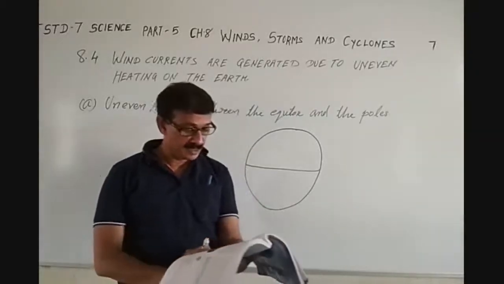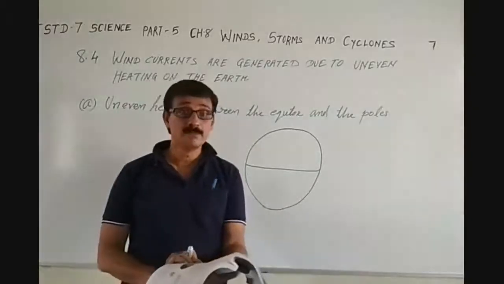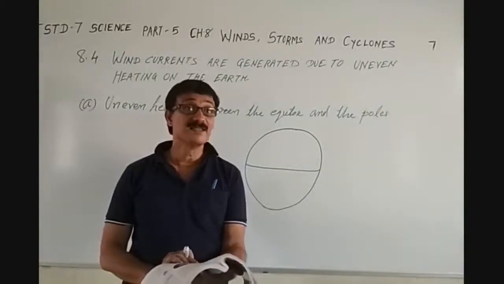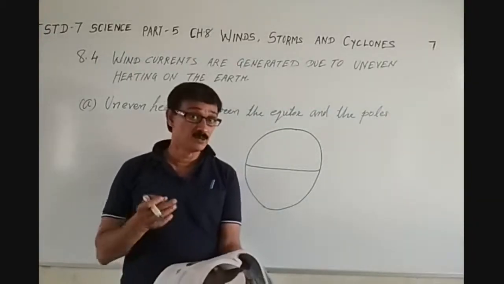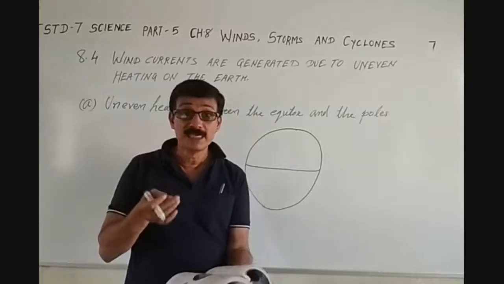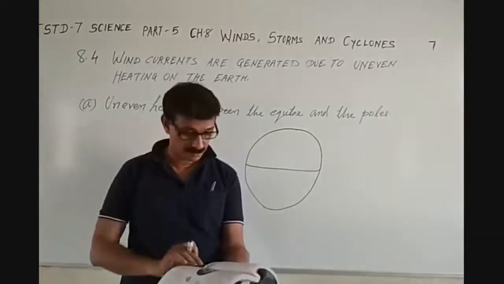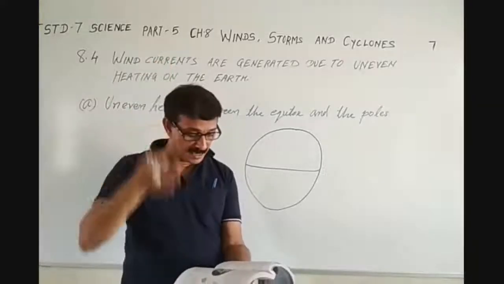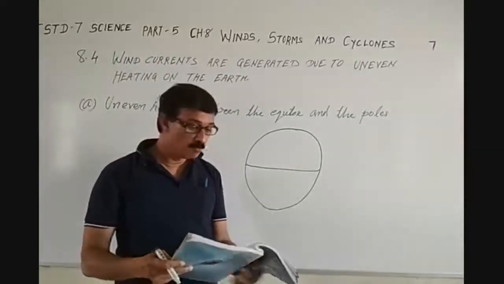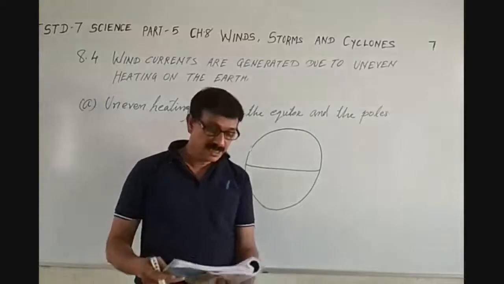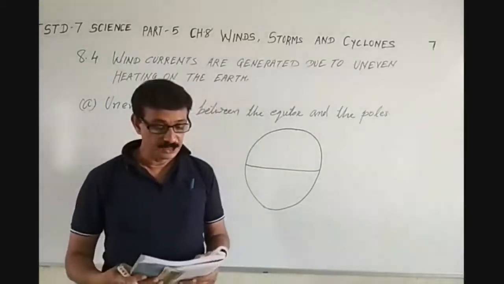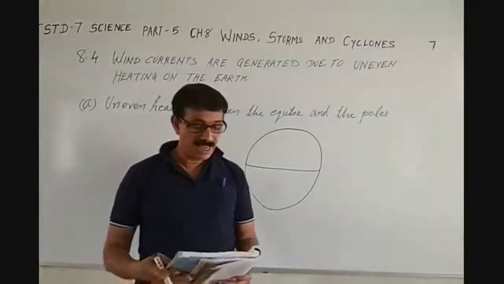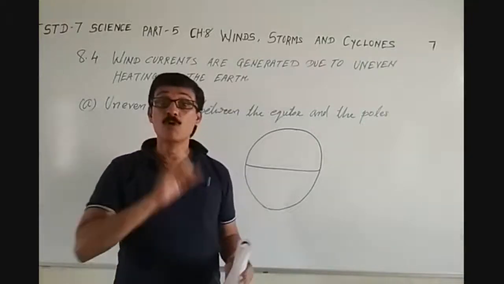The air in this region gets warm. अब जब एयर वार्म होती है, गर्म होती है, तो क्या होता है? The warm air rises and the cooler air from the region in the 0 to 30 degree latitude belt on either side of the equator moves in.